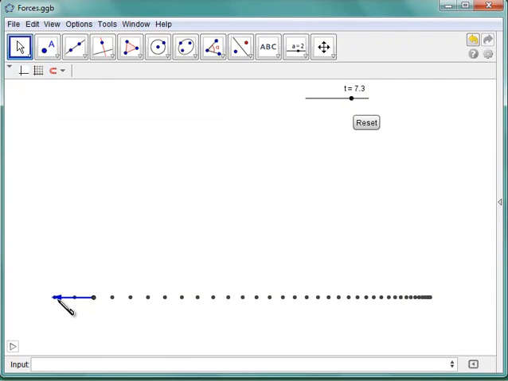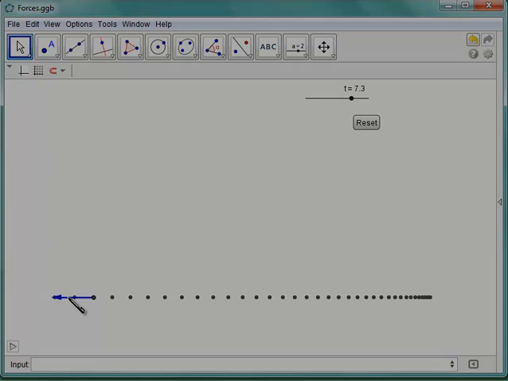Notice we could also use a vector very similar to this one to represent the acceleration, because the acceleration will always point in the direction of the net force, and since in this case we have only one force, the acceleration must point in the same direction as this force.